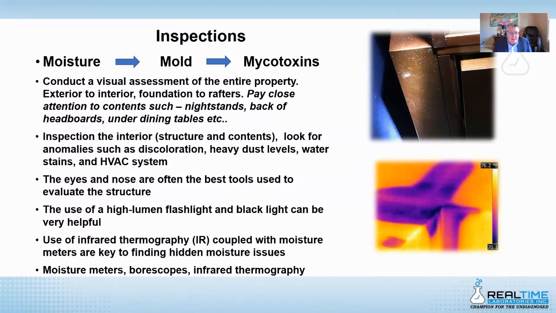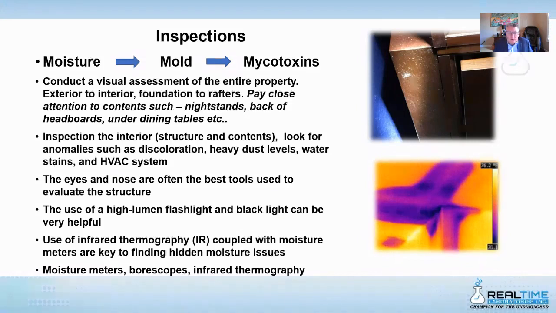There's a lot more surface space that's there, and I think that can be a huge differentiating factor, especially when we have xerophilic molds, is by spending the time to look at personal contents. And by that, I mean looking with a high lumen flashlight at nightstands or the back of headboards or underneath dining tables, pool tables, pianos. Those are oftentimes places where xerophilic molds such as penicillium or aspergillus can attach themselves and start growing due to the restricted airflow that's there.